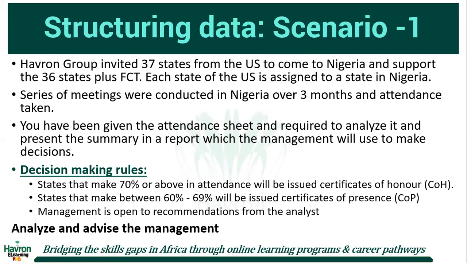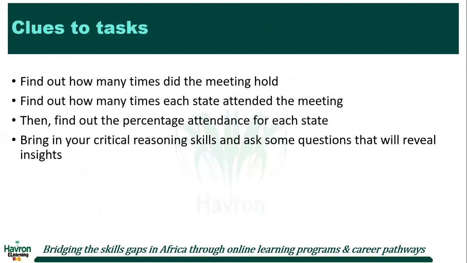So management is open to any form of recommendation from the analyst. Now the task is to analyze and advise the management. And I went ahead to give us some clues. First, let's find out how many times the meeting held when we look at the attendance. From the narrative, we were not given the number of times. So those are the things that we need to find out from the attendance.